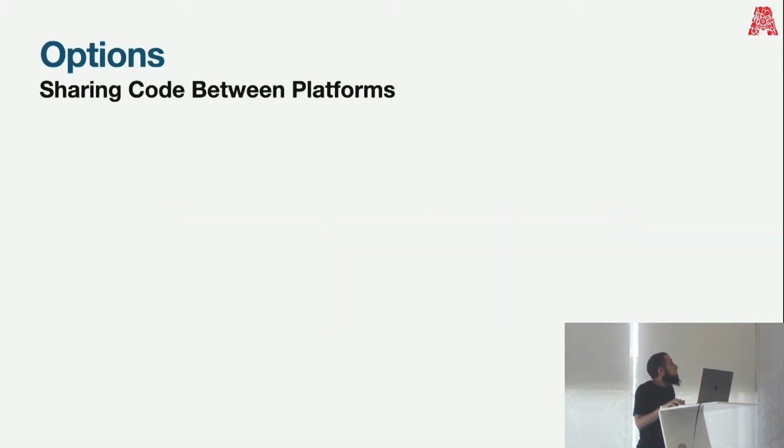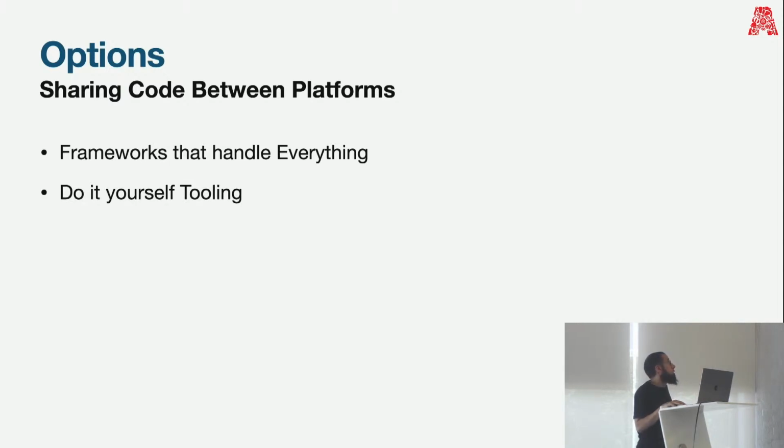When we talk about sharing code between platforms, I'd categorize the ways into two categories. The first is frameworks that handle everything for you. You adopt the framework, you build against the framework, and it'll handle everything, including the UI for you. And then what I'll call do-it-yourself tooling, which gives you the option to pick and choose where you use multi-platform, and for what exactly you use it. So let's dive in and talk a little bit about some frameworks that handle everything for you.